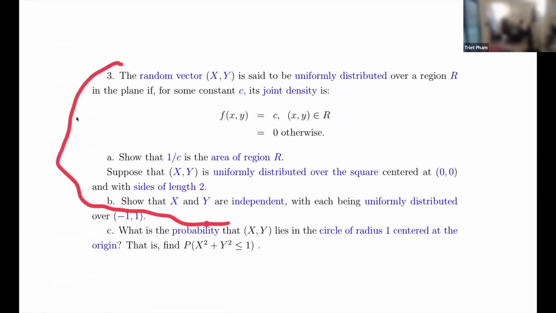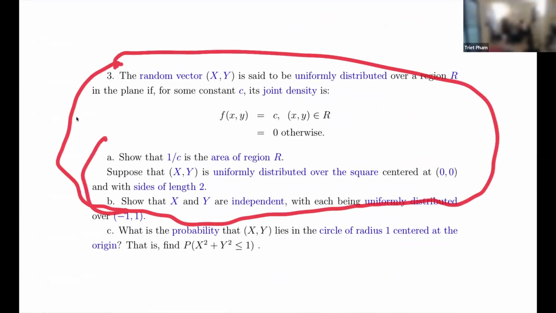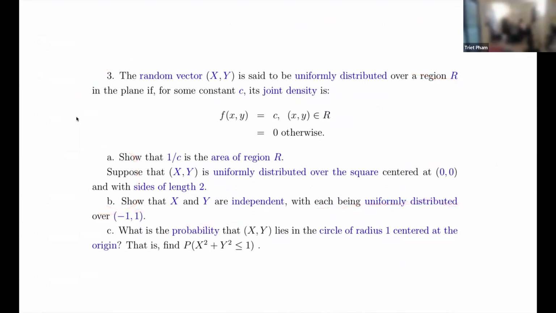We have done parts A and B here, right? Basically, we just say that if something is uniform over a square or rectangle, then they're independent, because you can just find the marginals and show that the product of marginals is the joint. And for the circle, we also show that they're not independent, right?